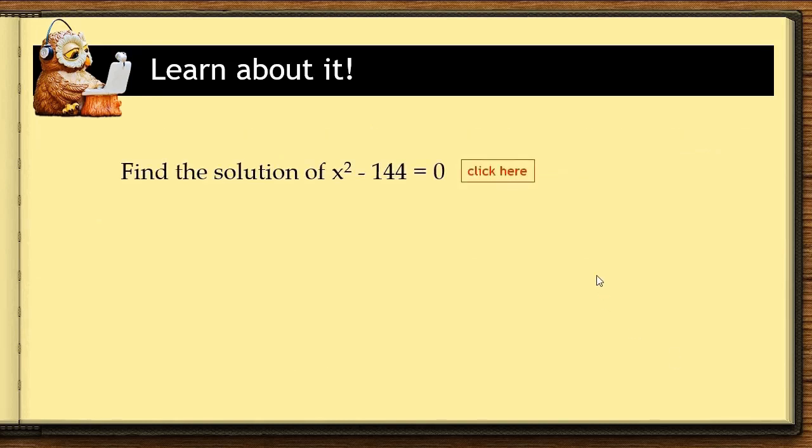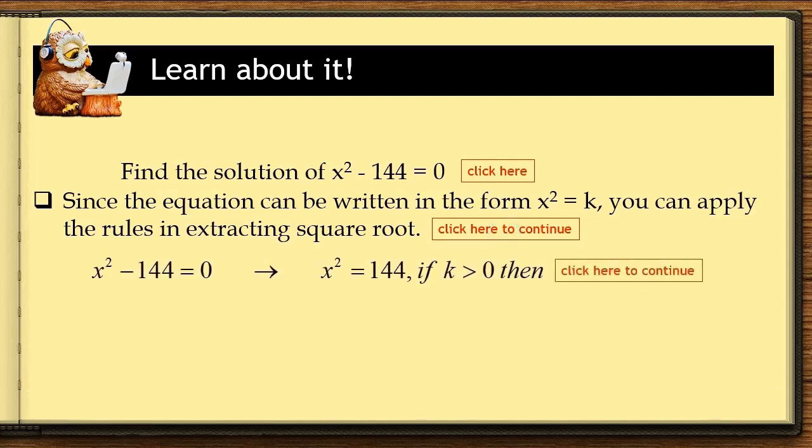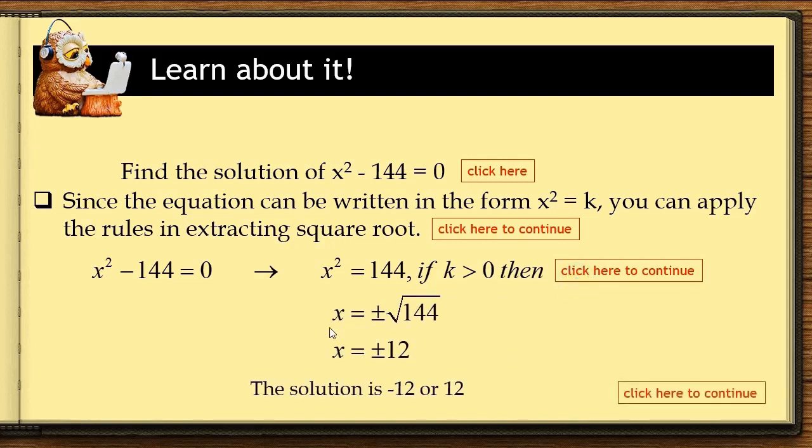Let us try this example. x squared minus 144 is equal to 0. Since the equation can be written in the form x squared equals k, you can apply the rules in extracting square root. So our example will become x squared equals 144. Since the value of k, which is 144, is greater than 0, then the value of x will be positive or negative square root of 144, or positive and negative 12.